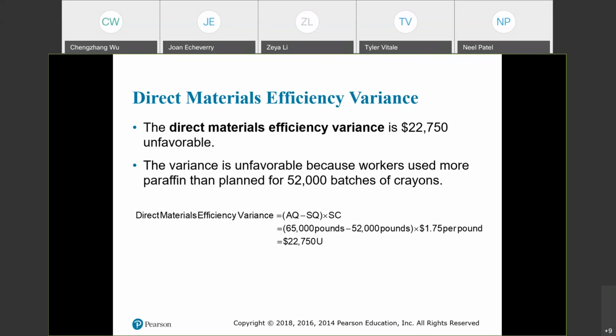The variance of efficiency is unfavorable because the workers used more direct materials than planned for 52,000 batches of crayons. So let's look at the material. We use actual quantity minus standard quantity. We use the difference times the standard cost. Here we get direct material efficiency variance, which is $22,750, which is unfavorable.